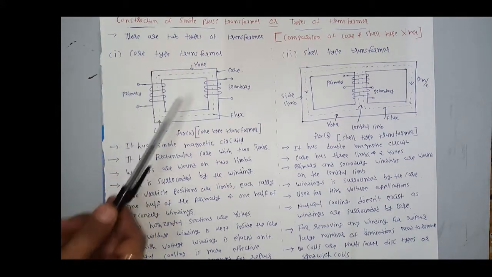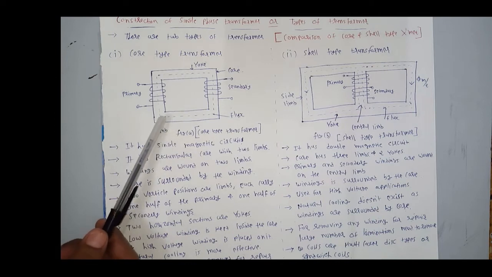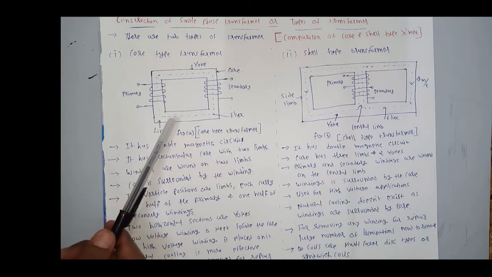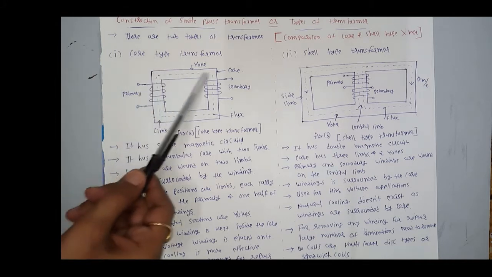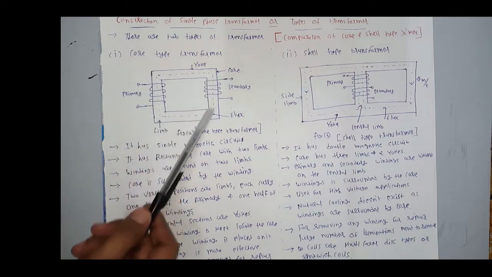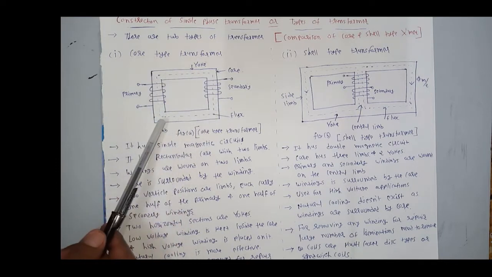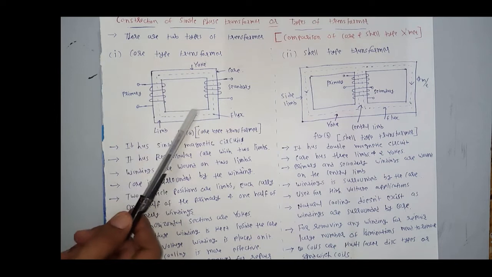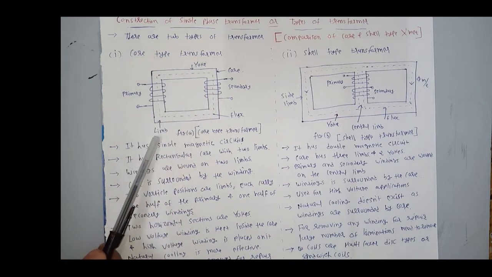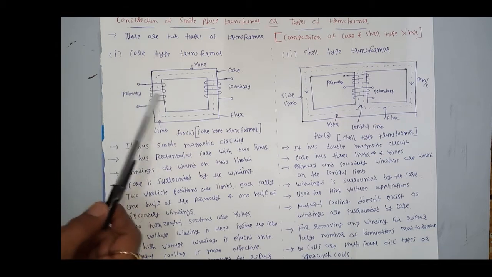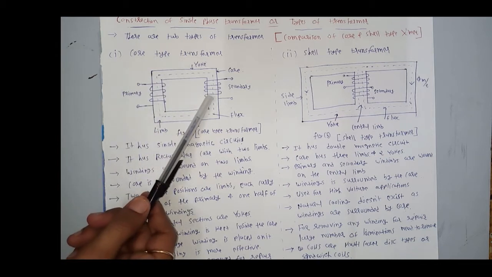Here is the arrangement of core type transformer. Here we can see in this figure that this rectangular part is core, but the horizontal part is yoke, and these two vertical parts are called limbs. Here two windings are connected, primary winding and secondary winding.